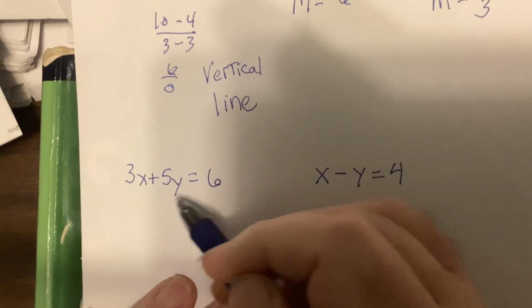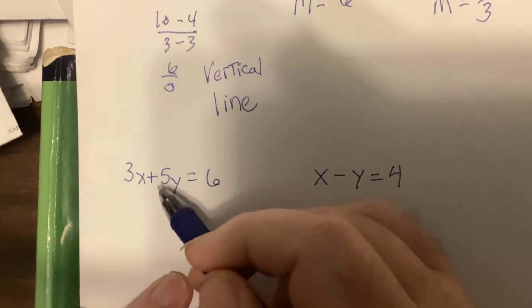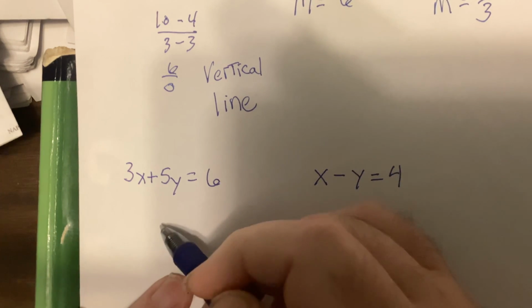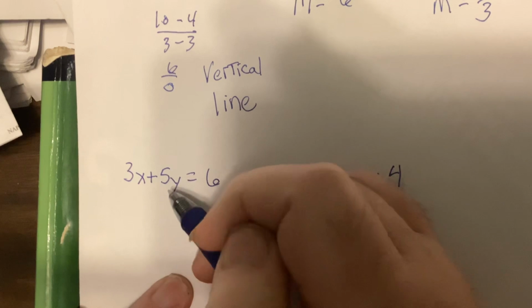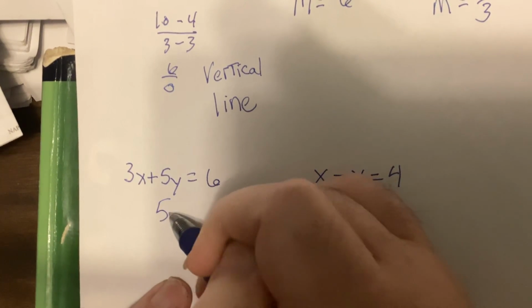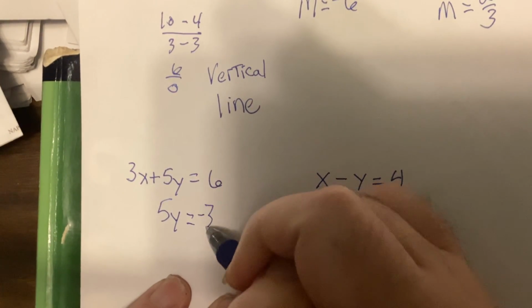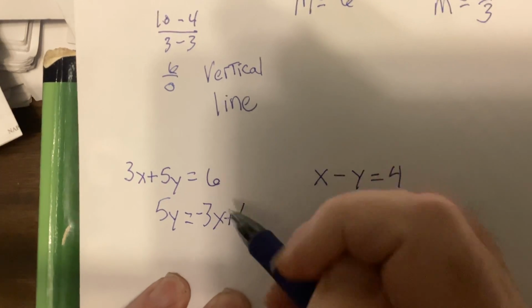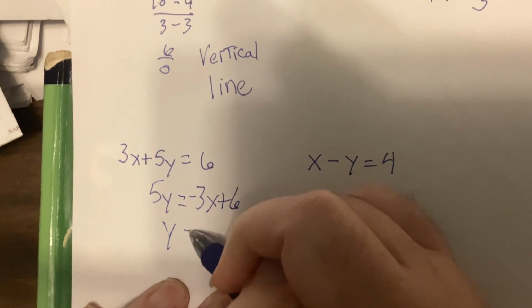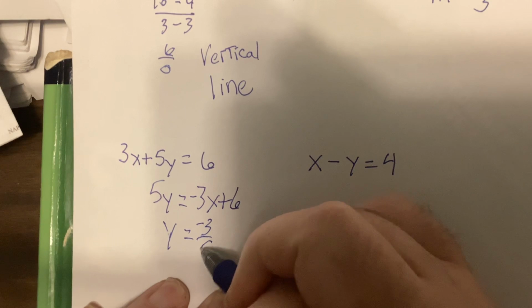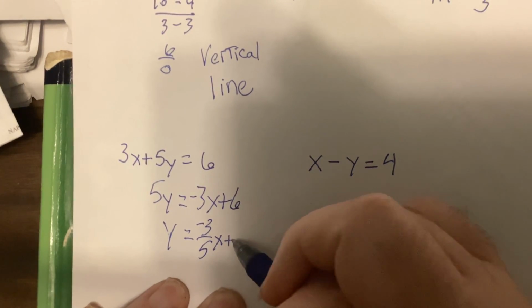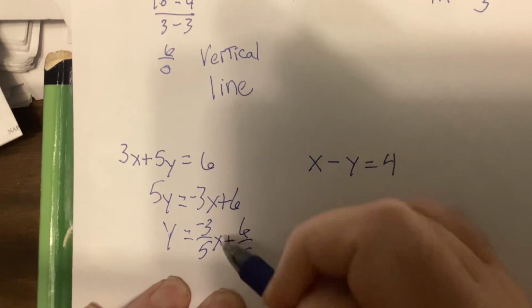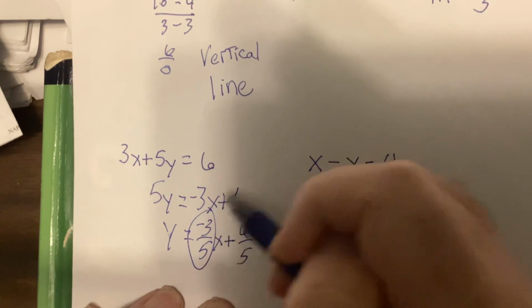So if I have an equation line, I want to know what slope is, I could find 2 ordered pairs, use slope formula, or I could just solve for y. 5y equals -3x plus 6. Divide by 5. So the slope is negative 3/5.